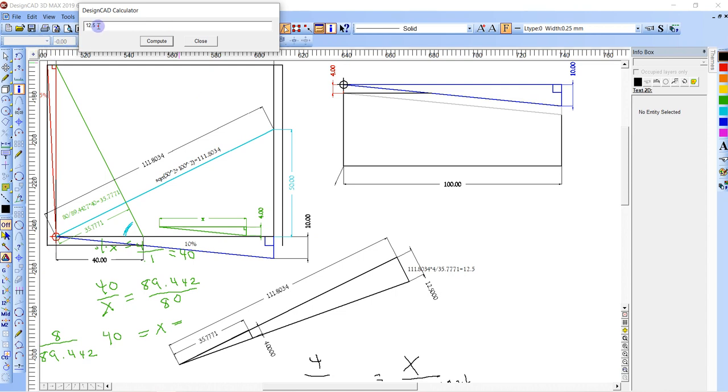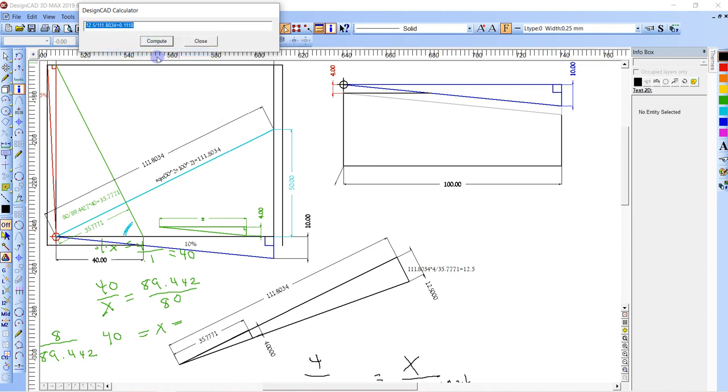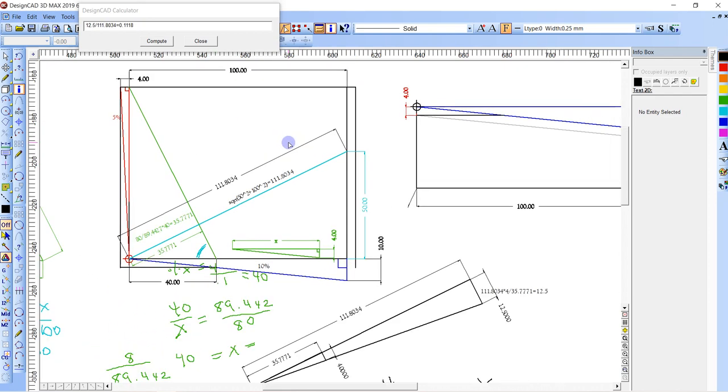We're going to go 12.5 divided by 111.8034. Control C and then compute, and we're looking at Control V equals 11%. Copy. I want to say that 12.5 divided by 11, that's 11%. That seems unusual, because it seems like it would be less. It couldn't be more than either one of those. I got 10% and 4%.